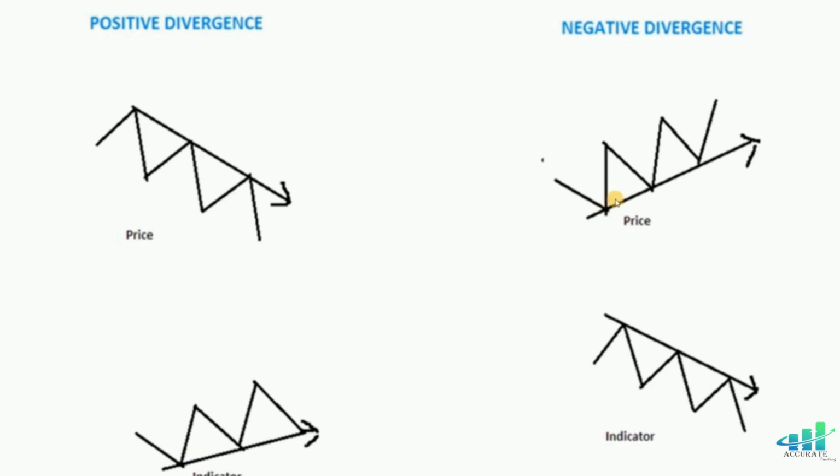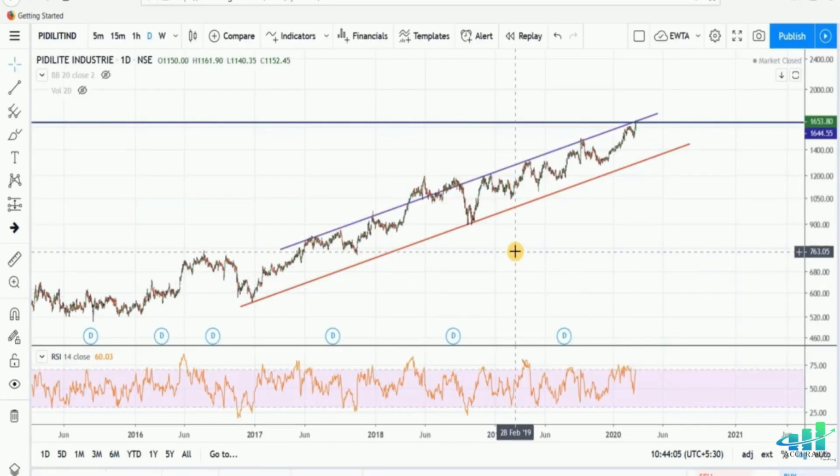Similarly, if prices make higher highs and go in an upward direction but the indicator goes in a downward direction, then it is known as negative divergence or bearish divergence. This is a signal of retracement in the prices or a trend reversal in the downward direction. Let's understand it on the price chart.